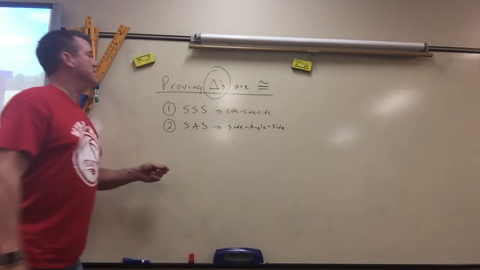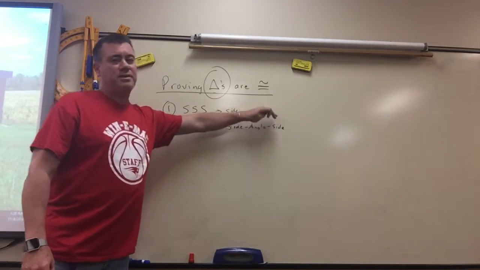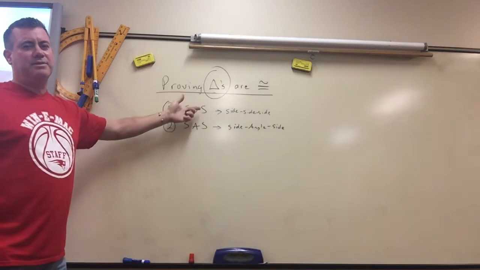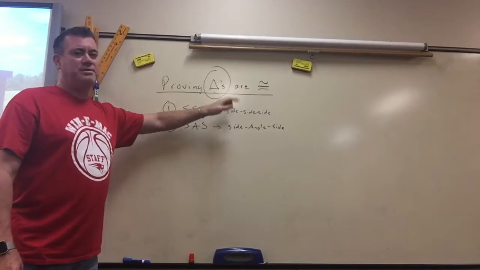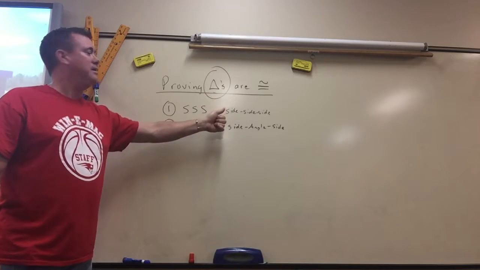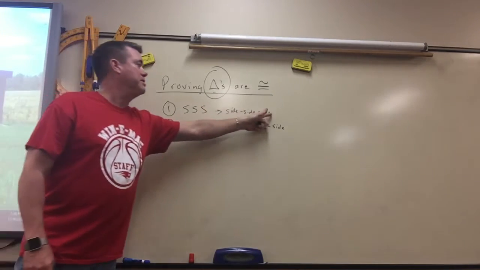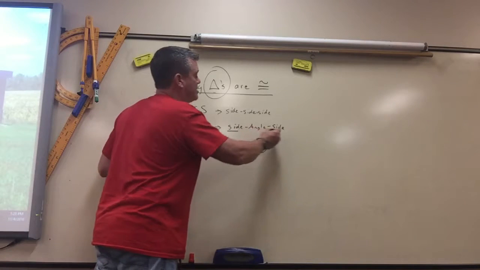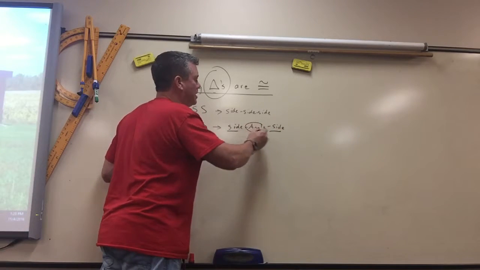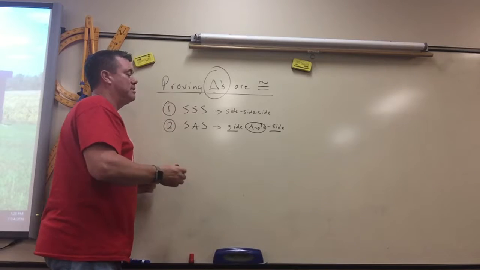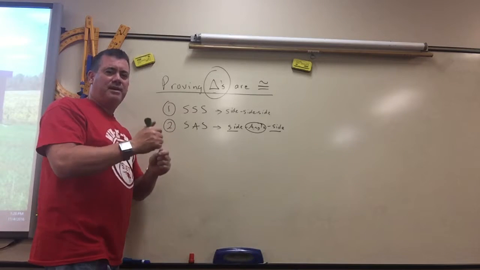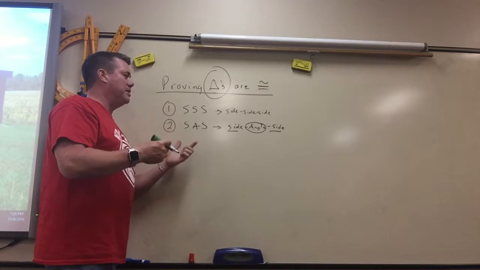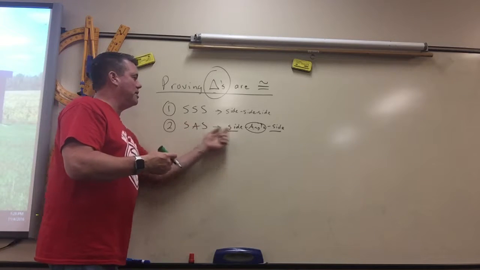So what this means is, if you know that all 3 sides are congruent, you don't need to prove the angles. That's enough, because then the triangles have to be congruent to each other if all 3 sides are congruent. In this one, if 2 sides and the angle in between those 2 sides are congruent to the other 2 sides and the angle between them, then that's all you need to prove. You just need to show these 3 things.